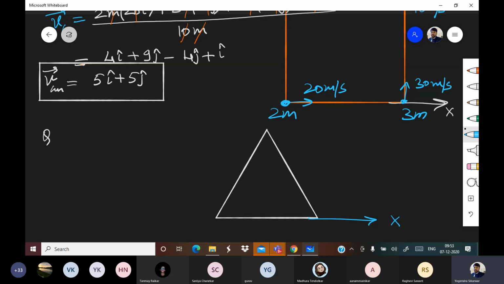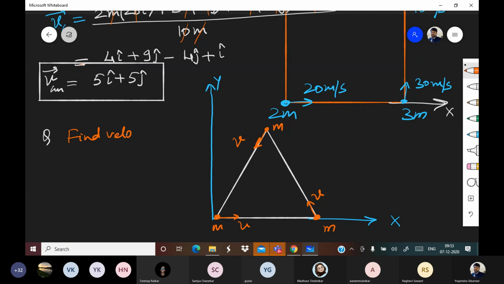This is x-axis. This is y-axis. Three particles each of mass M and speed V are placed at the corners of a triangle. Find velocity of center of mass. As we have done a similar question earlier, you all should get the correct answer.